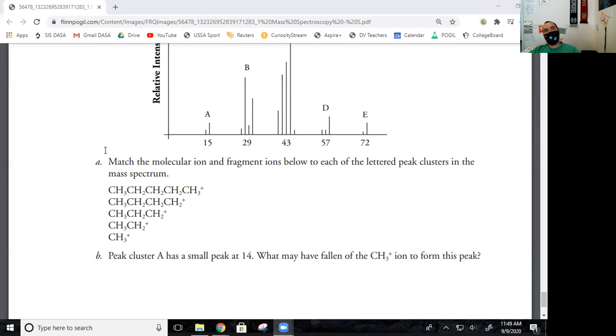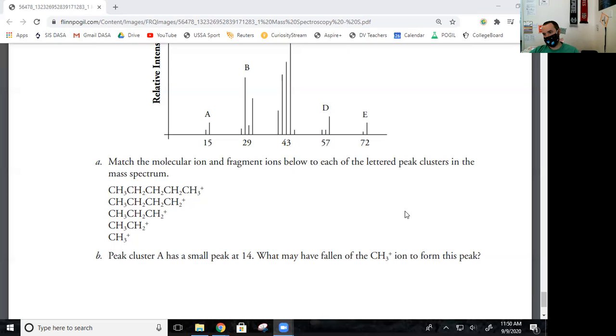This really, 19A is just kind of setting the stage for 19B, which is logic, yes, but you'll need to think about it more. It's all right. So 19B: peak cluster A has a small peak at 14. What may have fallen off the CH3 ion to form this peak? I think that's supposed to be "off." Yeah. What may have fallen off the CH3 ion and formed this peak?